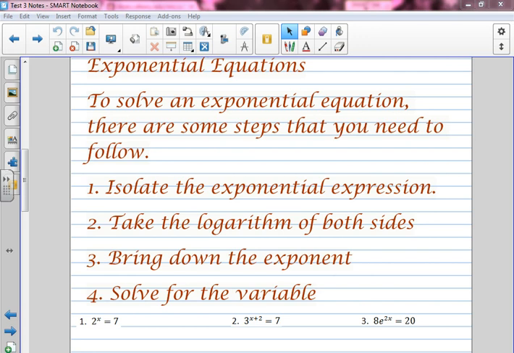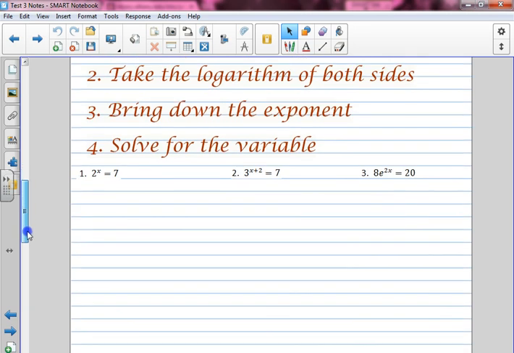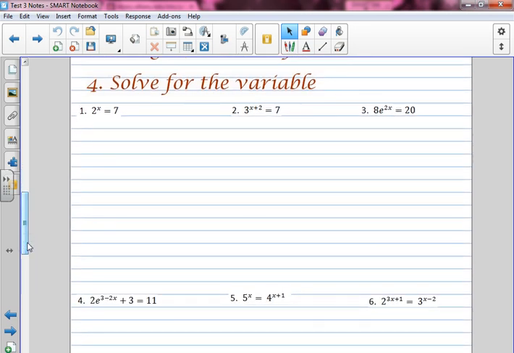So what is important is if I give you an exponential equation, you need to use a logarithm to solve it. So, the first example. It says that 2 to the x power equals 7. And I need to solve this.